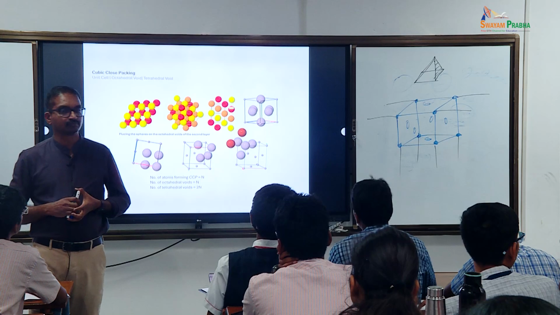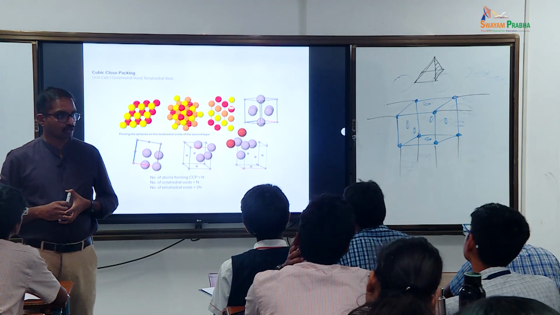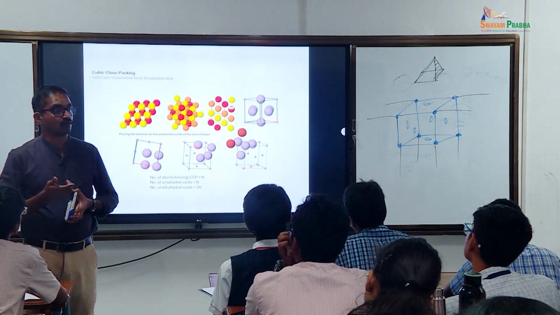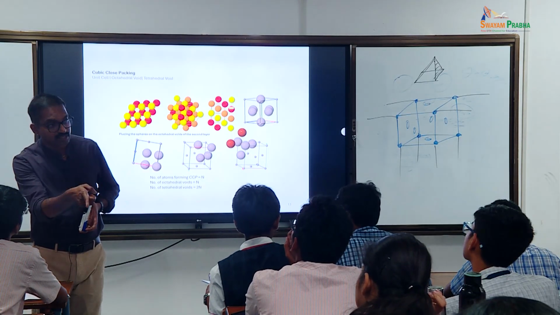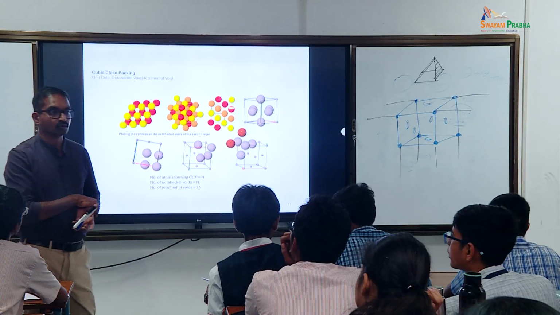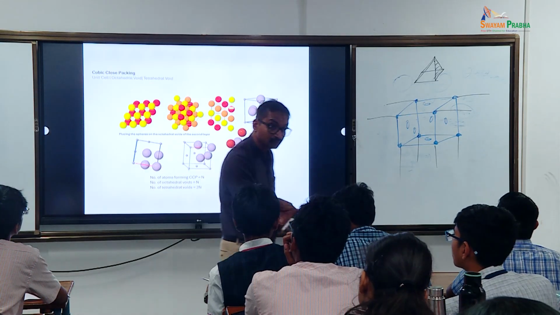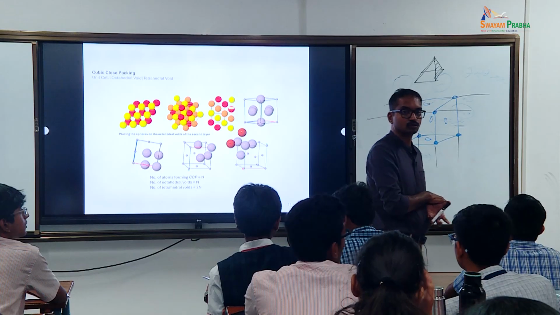How many atoms did we calculate earlier for one unit cell? 4 atoms. If you have 4 atoms, 4 octahedral voids. N atoms, N octahedral voids. Okay? We generalize: N atoms, N octahedral voids.